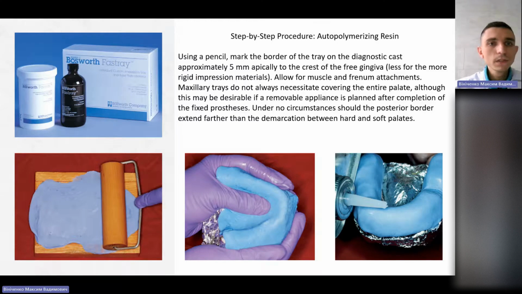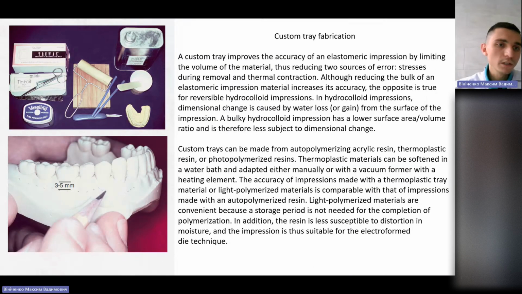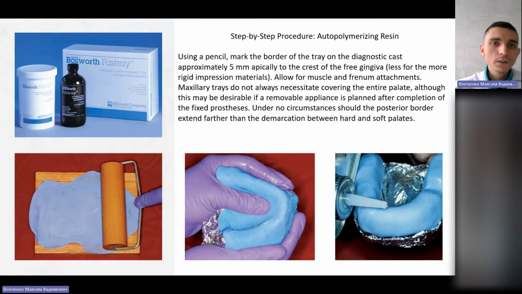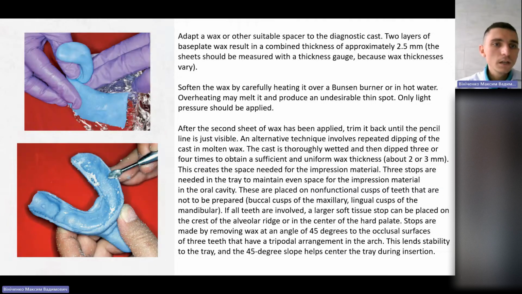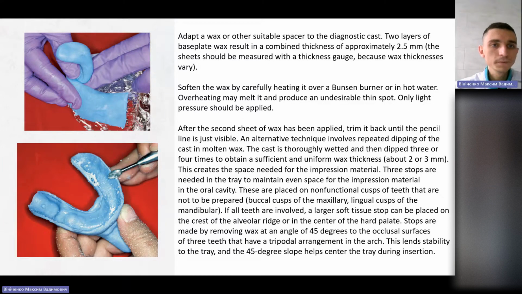Here we can see the procedure using the autopolymerizing resin. It could be made by a doctor, or you can make just an impression with alginate, and in the laboratory they'll make you this custom tray. But if you want, you could make it yourself using this autopolymerizing resin. So here is the view of this individual tray, or custom tray.